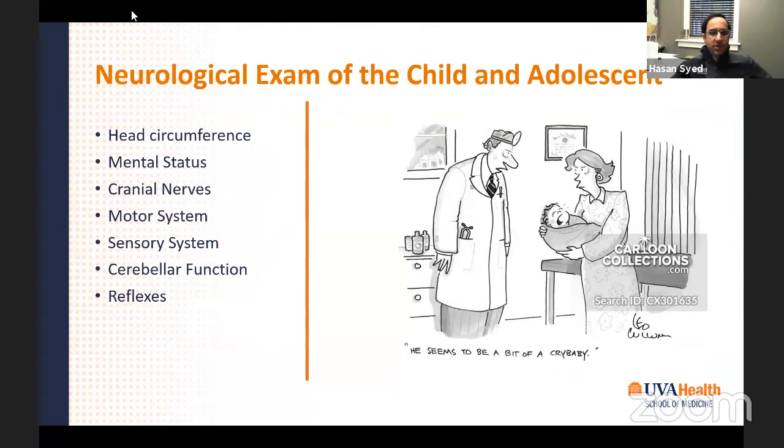Moving on towards the neurological exam for the child and adolescent. As a child becomes older, you can adapt some of the same exam techniques that you would do for an adult patient. 2 things to note: hand preference usually before the age of 2 is considered abnormal and should be worked up. And then in terms of cerebellar function, usually at age 8, a child can do more of the cerebellar coordination and tandem walk as well.